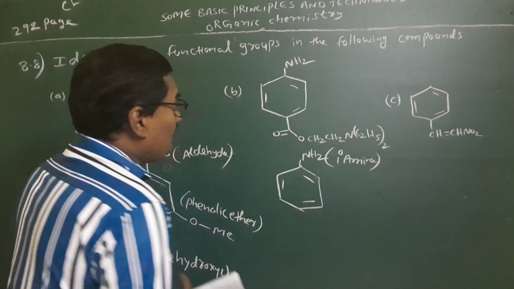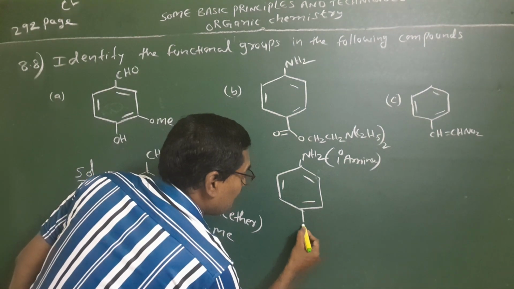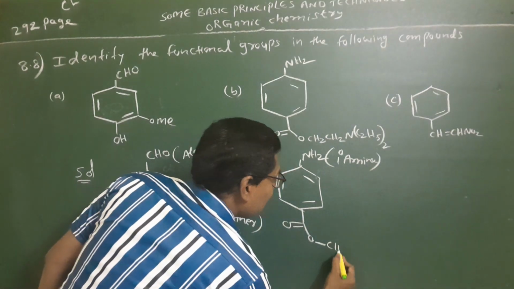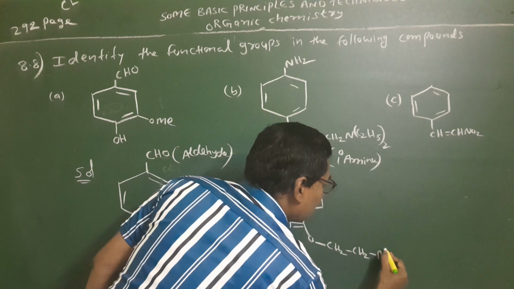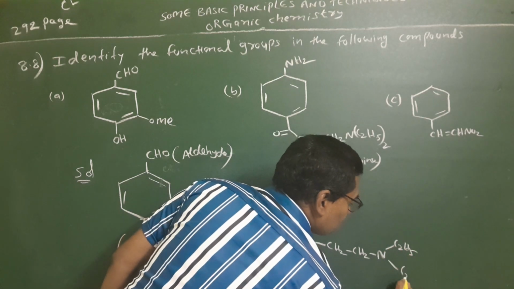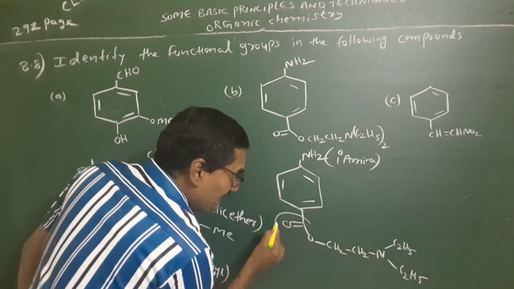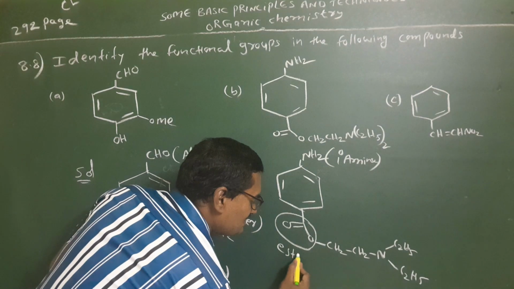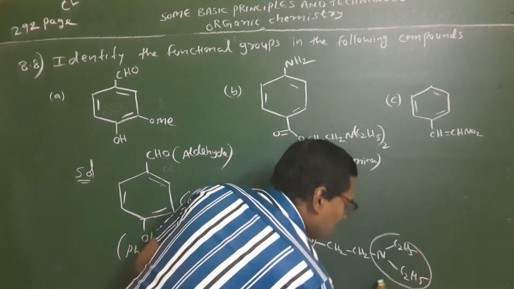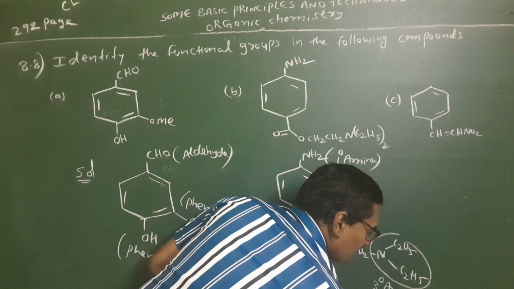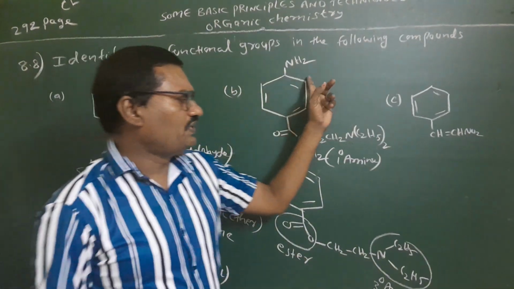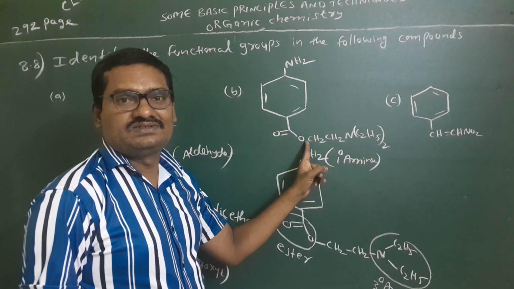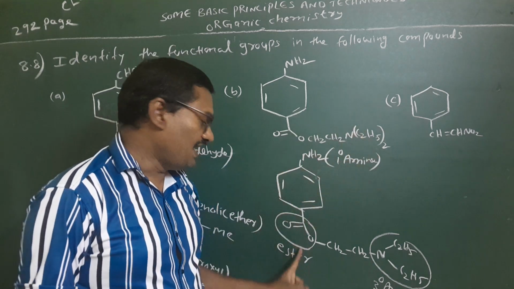Next one, here in this place it contains O, so it is the ester, and CH2 CH2 N C2H5 C2H5. This group is tertiary amine. So this compound contains primary amine, tertiary amine and ester.